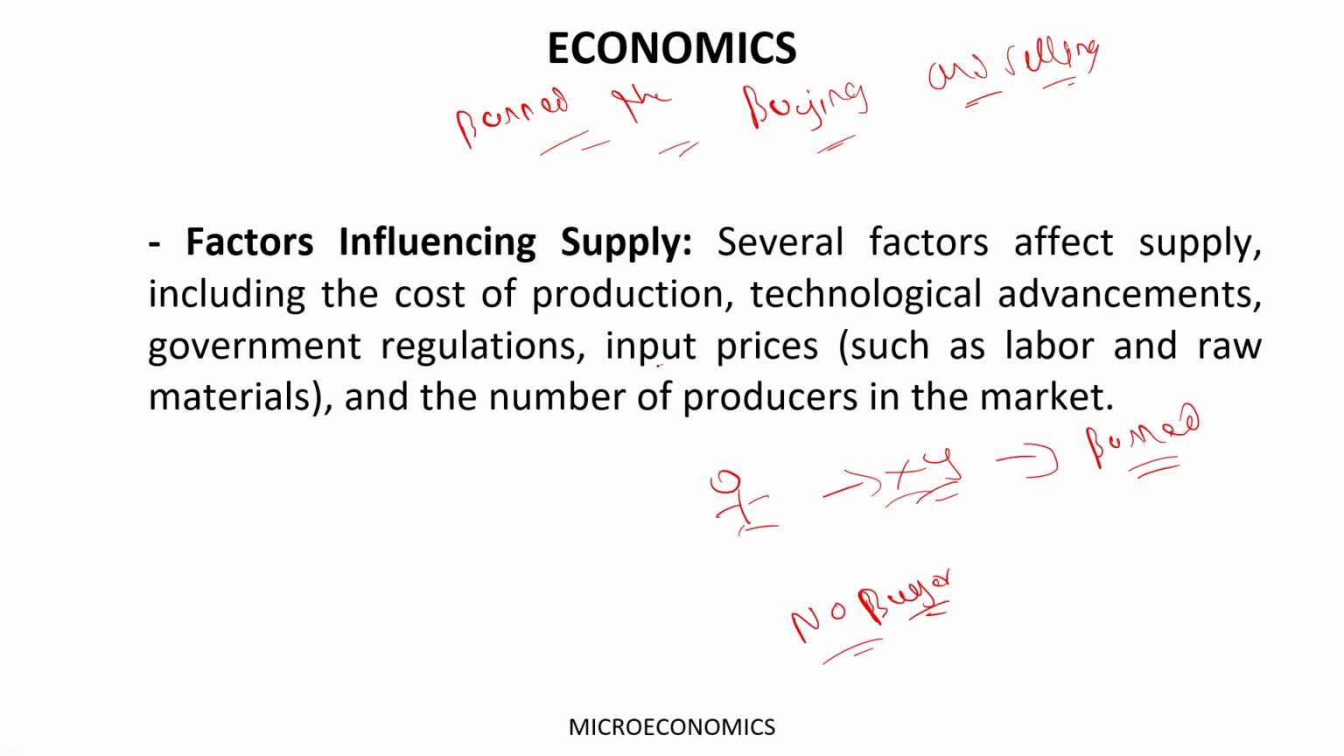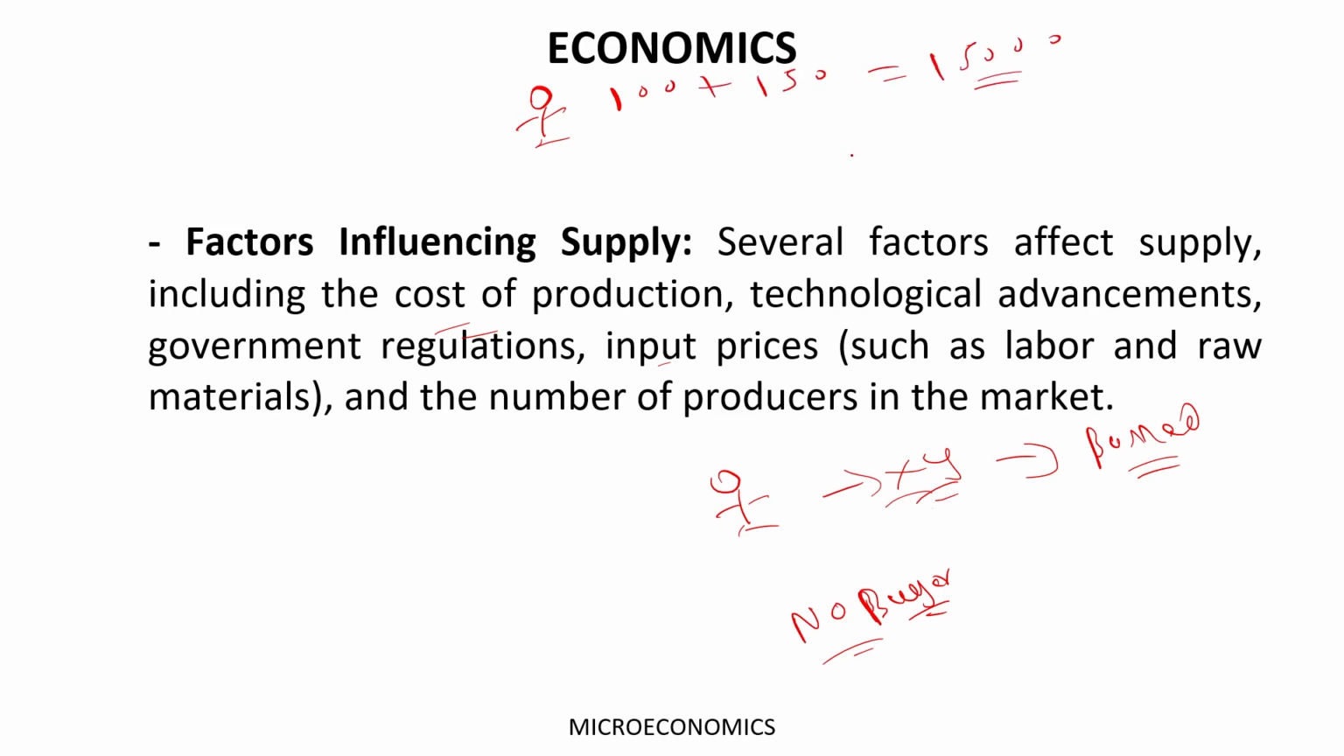Okay. Thereafter, the input prices, as I have told you in the cost of production. If the manufacturing cost increases, then the monetary value of the supplied goods may be affected. Okay. Thereafter, the producers in the market. Let's suppose there is only one producer, he was offering 100 units at 150 rupees, total 1500 was the total monetary value. But if there are many suppliers in the market, then what will happen?